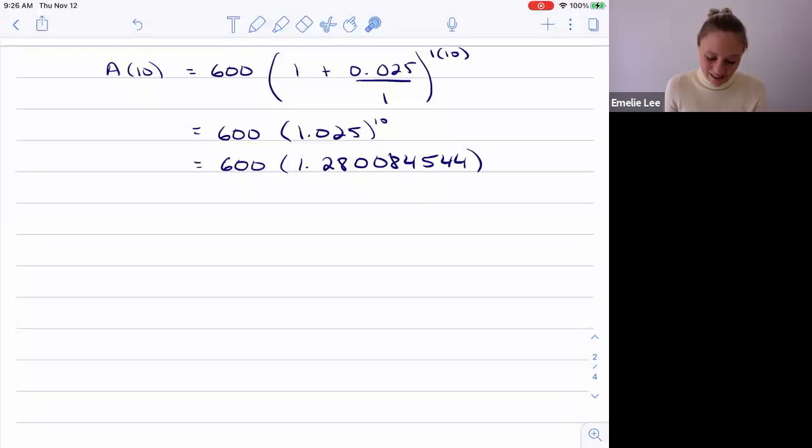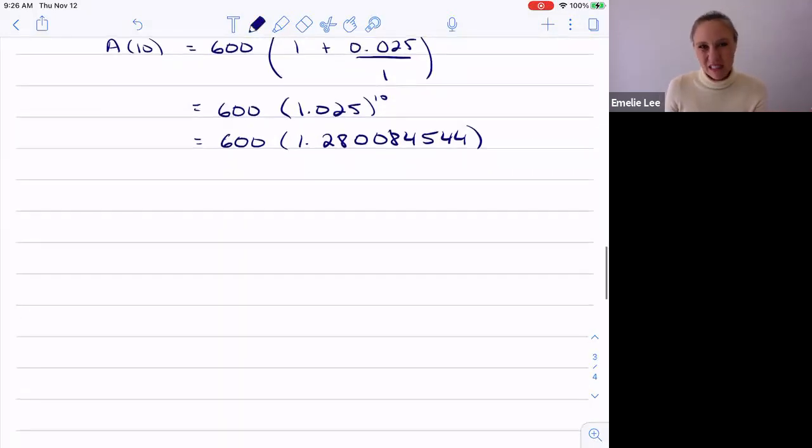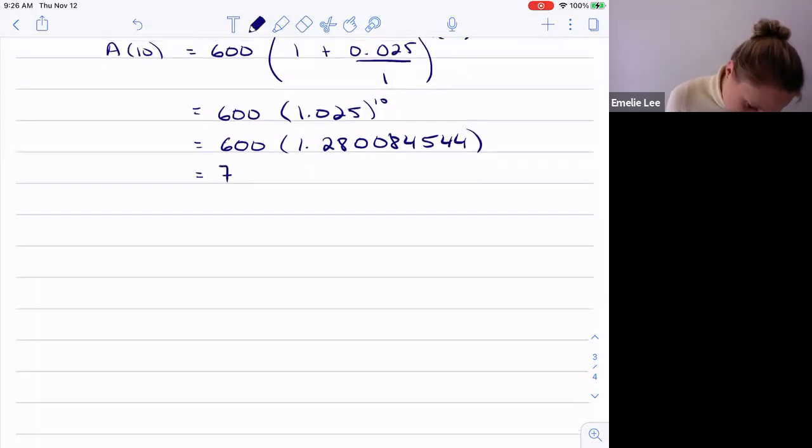So I want you to keep all your decimal places, even if you don't write them all out, you have to keep all your decimal places in your calculator. Just because we're talking about money, so of course it's important, but presumably anything that you're talking about or measuring is going to be important. So then times 600 puts me at 768.0507265.